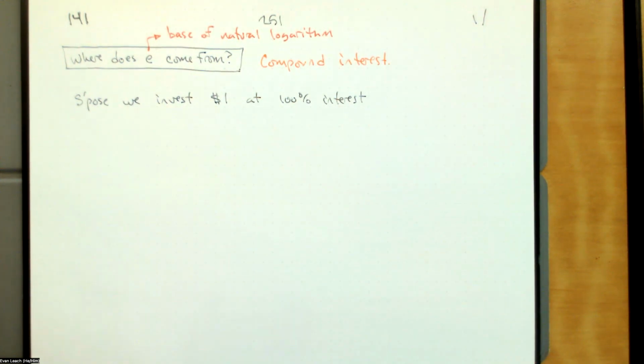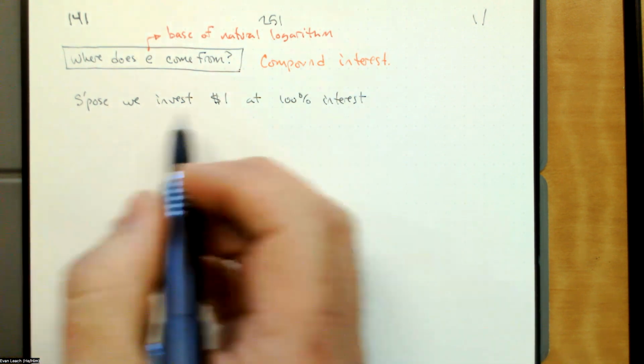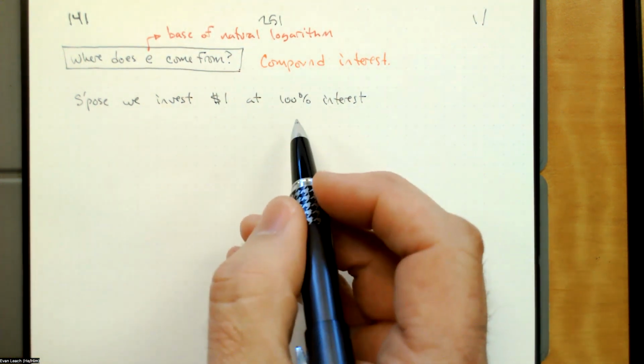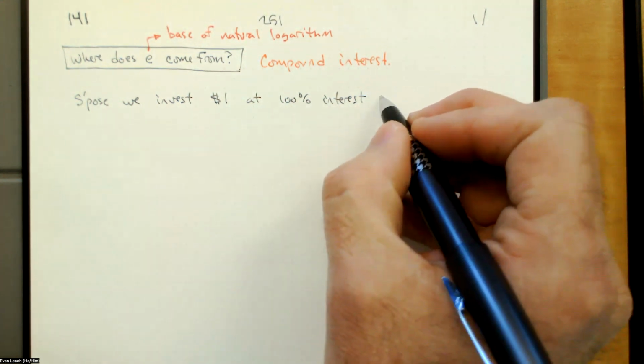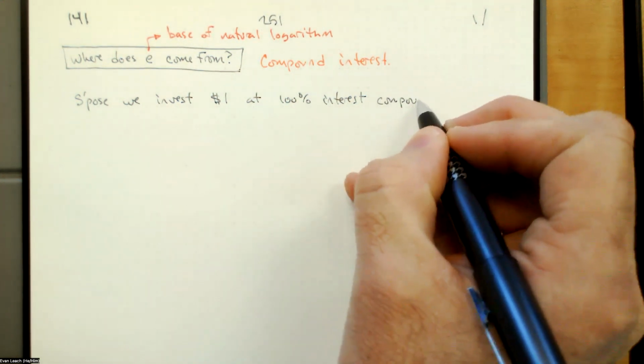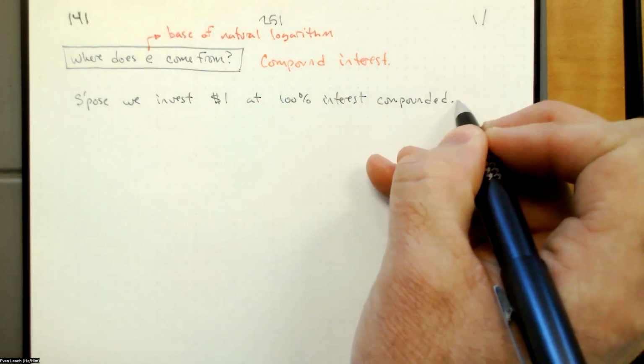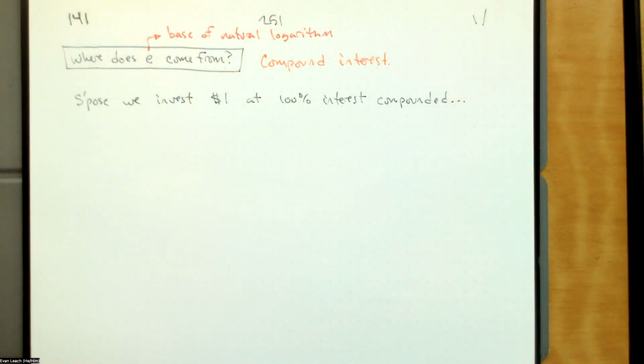Also, it makes it easier just to not have to worry about factoring out the R. We can reduce the interest down as much as we want. Suppose we're going to invest $1 at 100% interest, compounded. That's the variable that we want to check. We want to see what happens as we change the frequency with which we compound the interest.